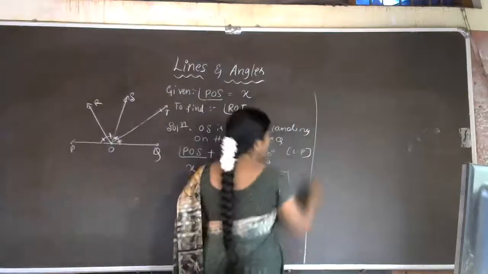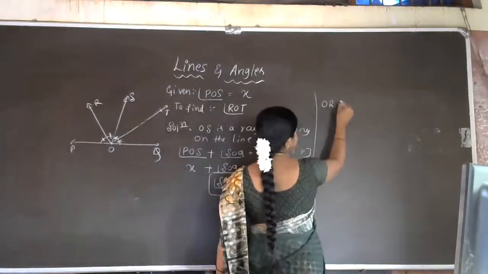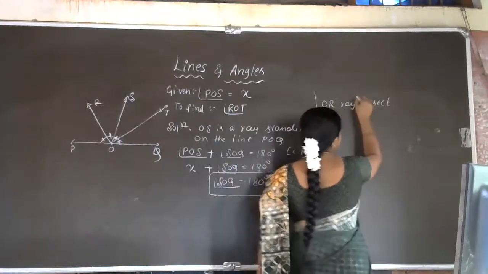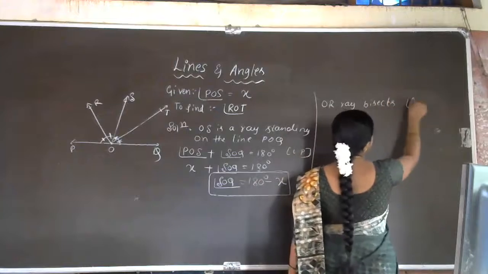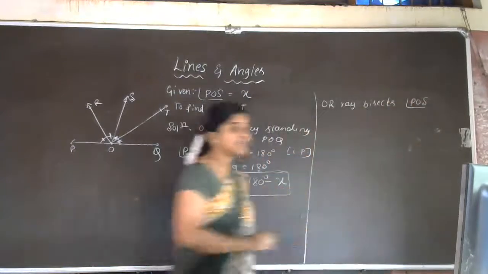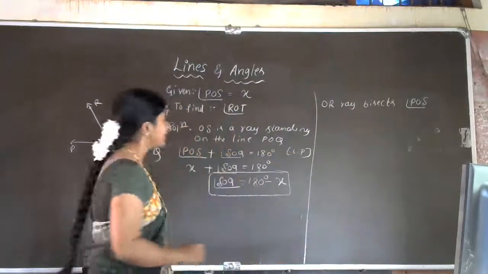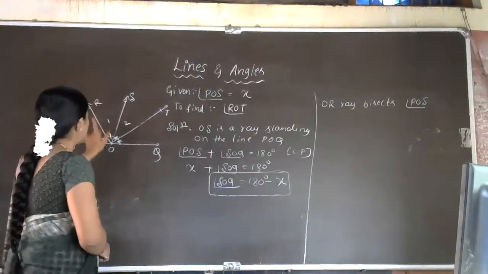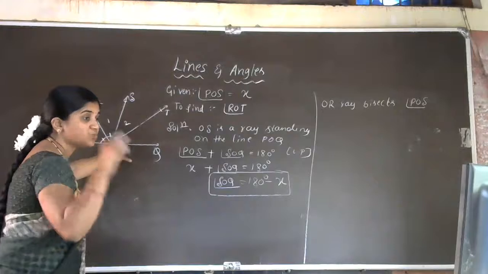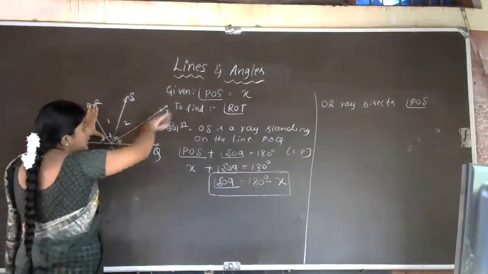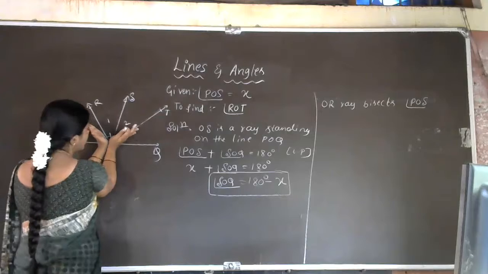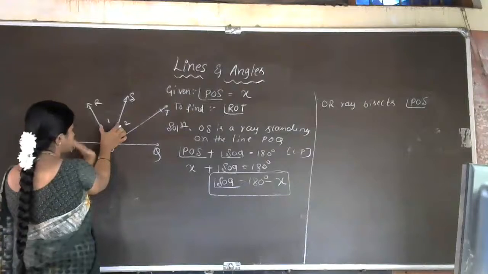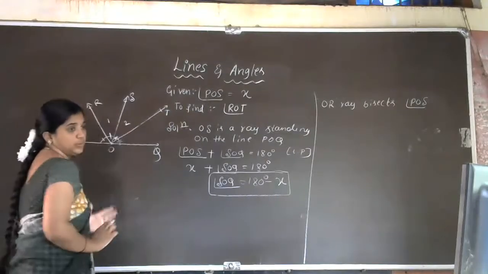We'll start the problem like this. OR ray bisects angle POS. It is given, no? Then can I choose this angle 1 and 2? Why do we have to choose this angle only? Why can't we take this and this? Because what we have to find actually is ROT. In ROT, we can cover this angle and this angle. That's why I am choosing this angle from POS and this angle from SOQ. Got the idea?